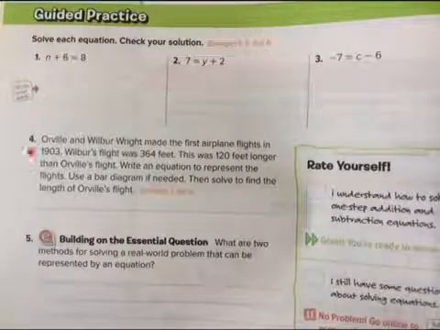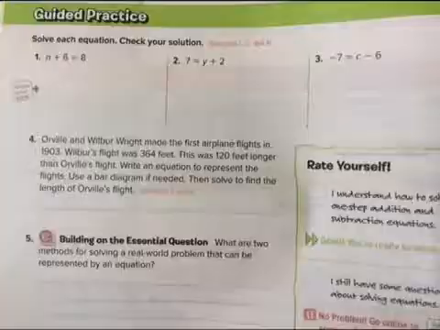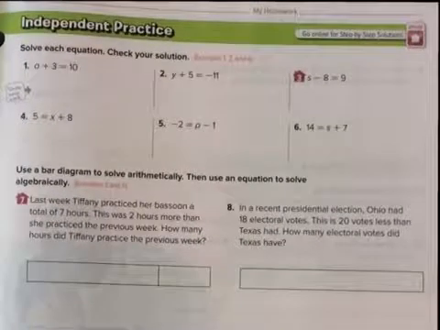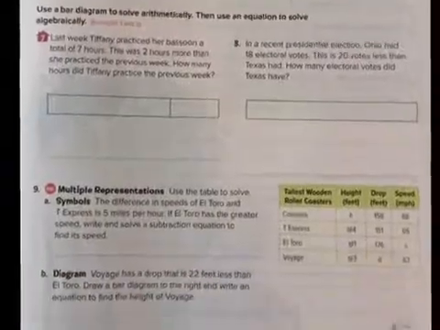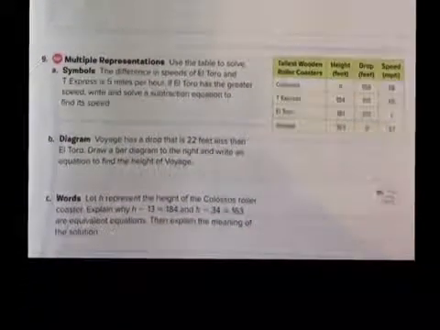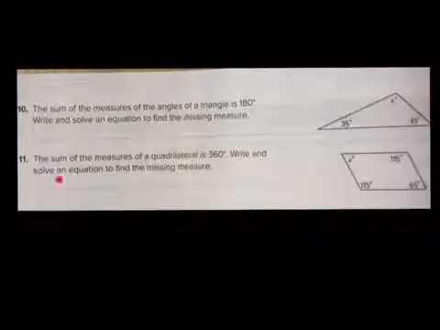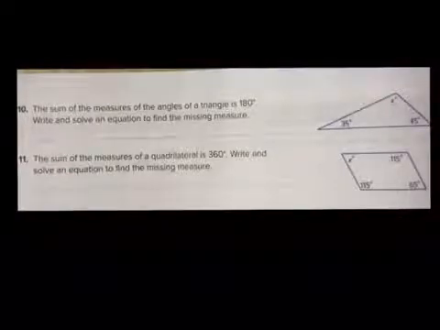Please save the guided practice for class so we can do it together. But work diligently on your independent practice. Make sure that you complete the entire page, as well as the back. But guess what? I'm going to do this with you today, just so that I know that you watched the video all the way to the end.